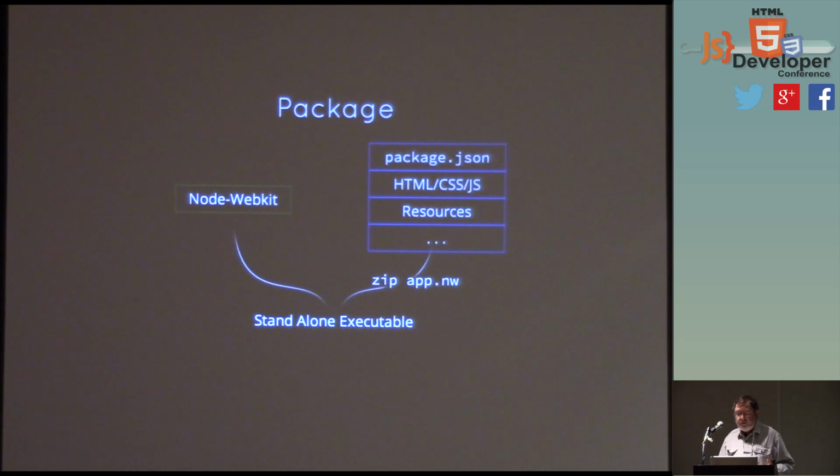You can take one of those pre-built Node-Webkit binaries, and then you combine that with your HTML, CSS, and JavaScript code and all the other resources that you have for your web page. You add a simple package.json file, and you zip all those things up, and you combine it with that Node-Webkit executable to make a single package. And we'll talk a little bit more about that in a minute.